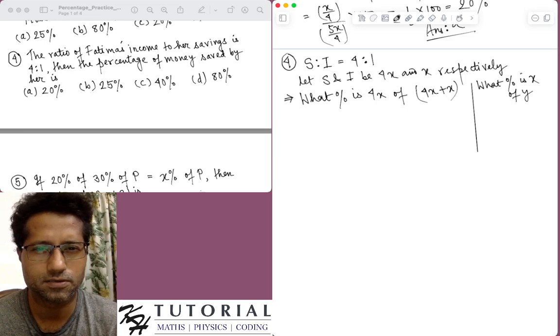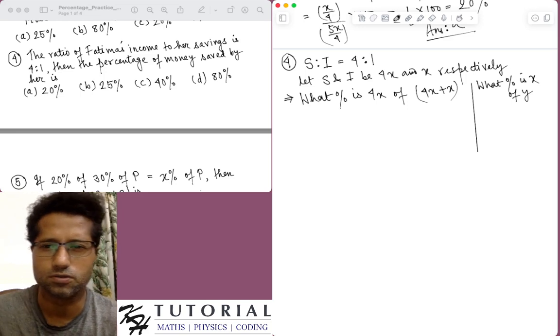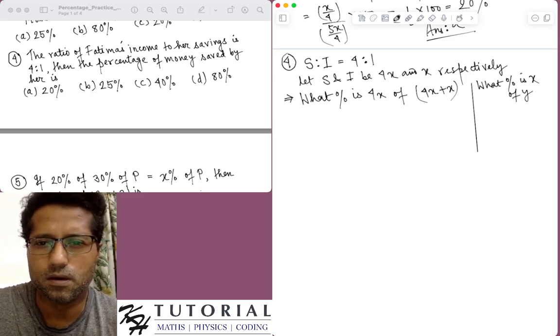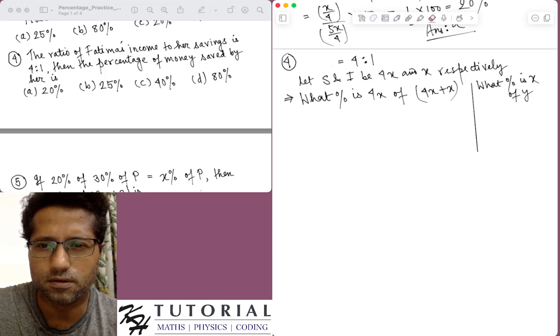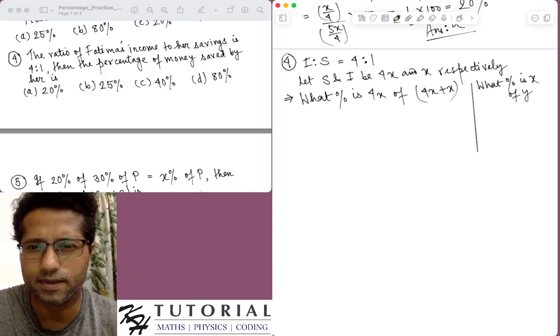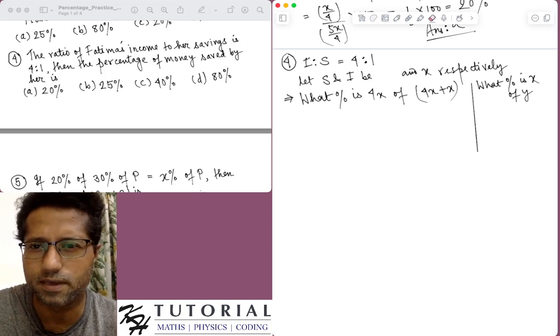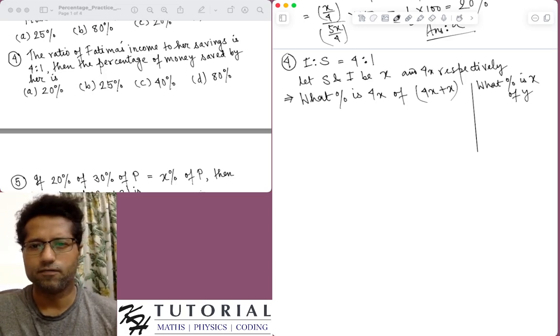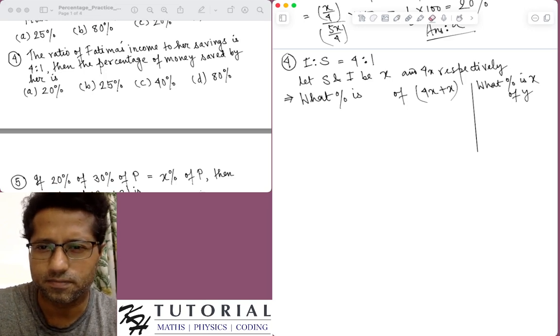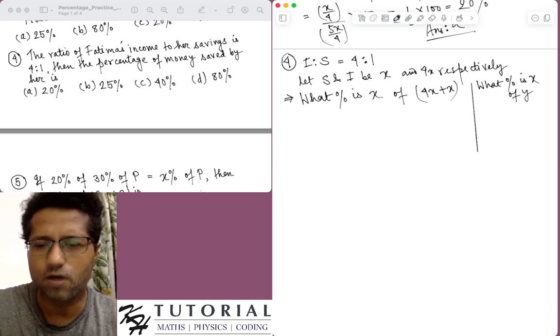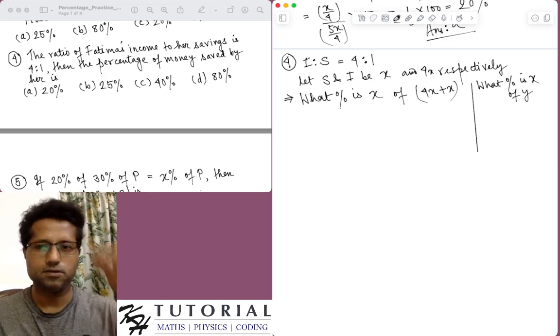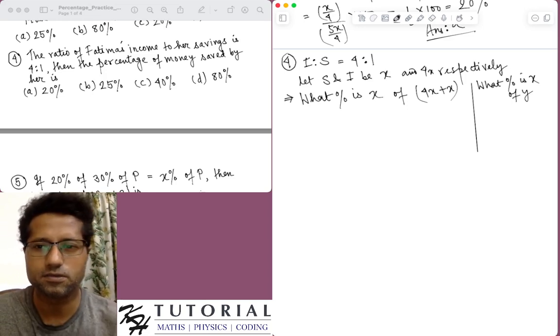The ratio of Fatima's income to her savings is 4:1. Oh, sorry. This is income to saving. So I is to S is 4:1. Therefore let S and I be x and 4x. So savings is x and income is 4x. So now it is asking what percent is x, the saving, of the income. Income is S plus I, that is 4x plus x.